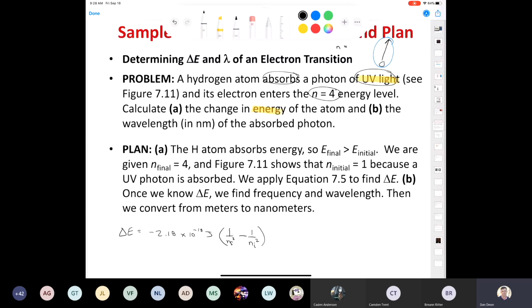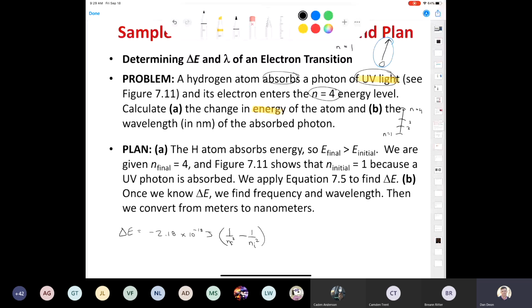We're starting at n is equal to 1, and then it's going all the way up to n is equal to 4. And of course, you pass n is equal to 2, and you pass n is equal to 3. Anyhow, I'm probably going into too much detail. But anyhow, it says just calculate the change in energy of the atom and the wavelength of the absorbed photon.